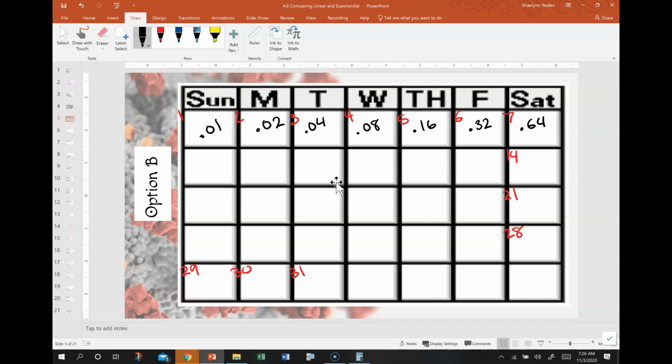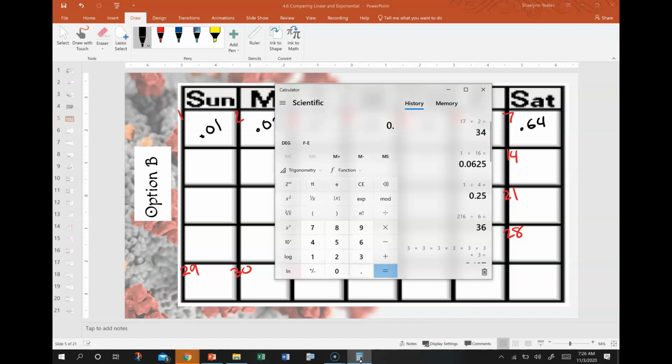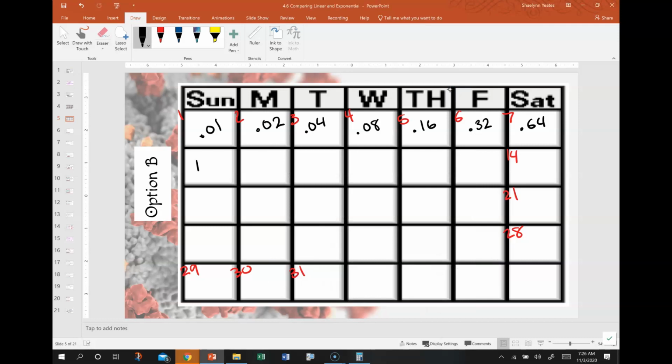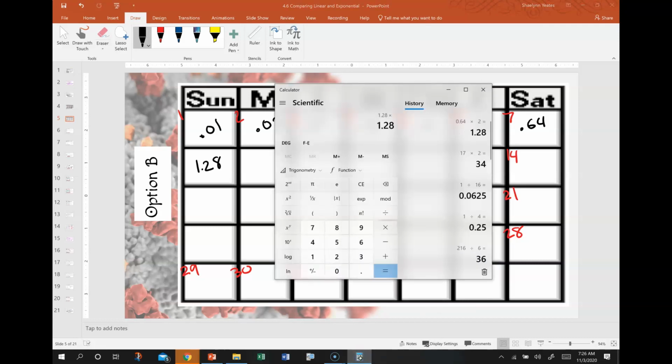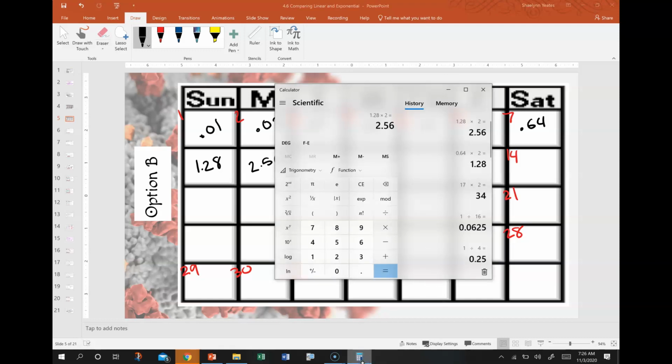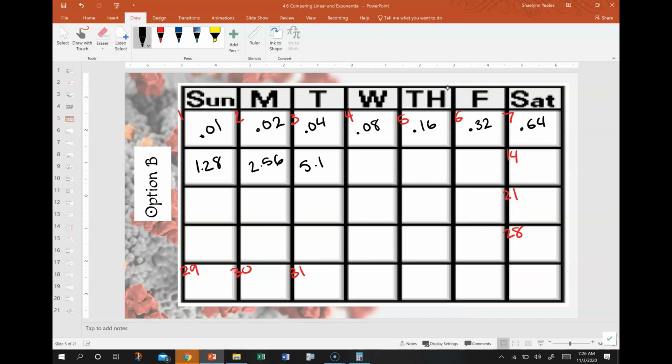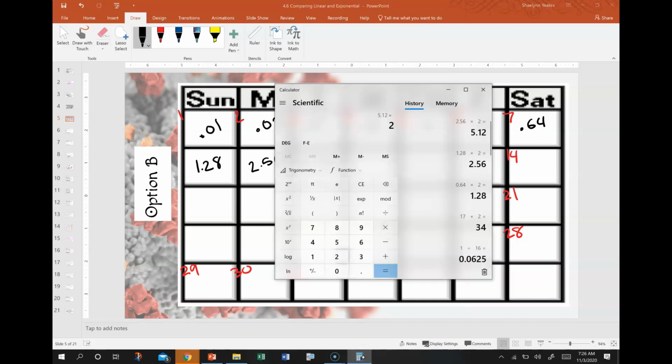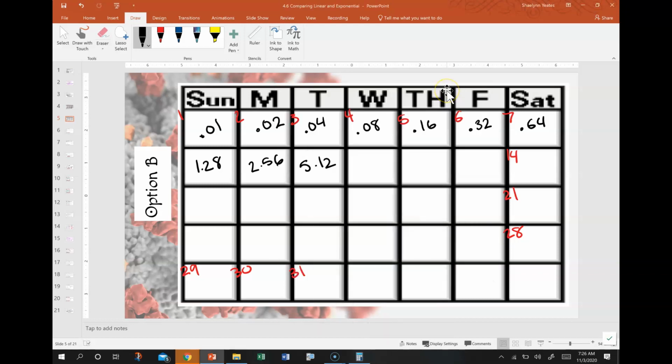Okay, so we have our 64 pennies and we double them. So we have 0.64 times 2. It's $1.28. Then we double that, so we say that times 2. We get $2.56. Then we take that times 2. We get $5.12. We take that times 2. $10.24.